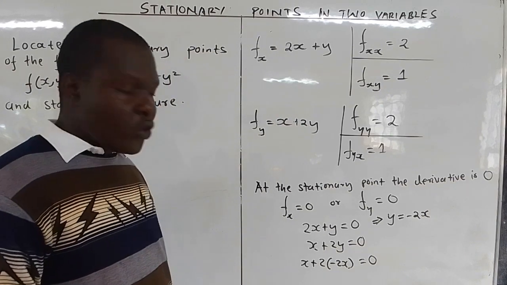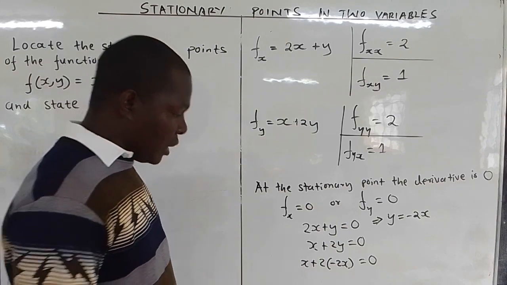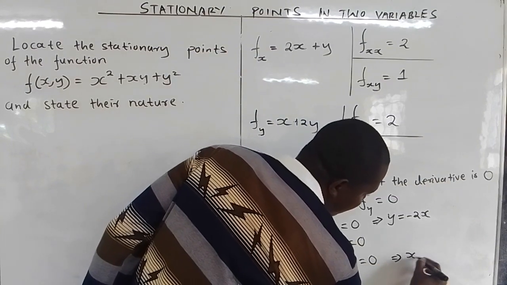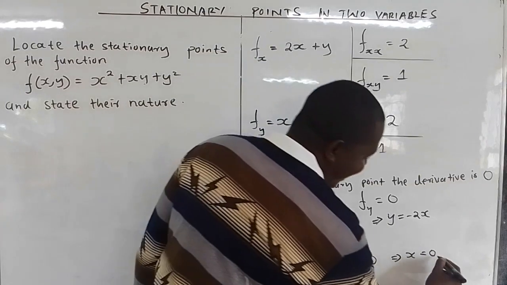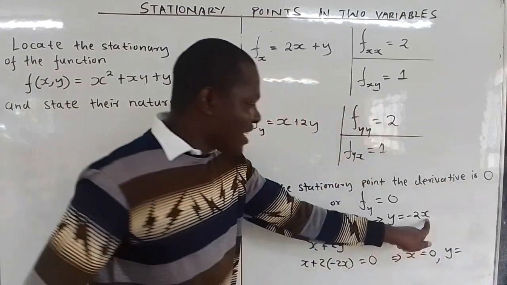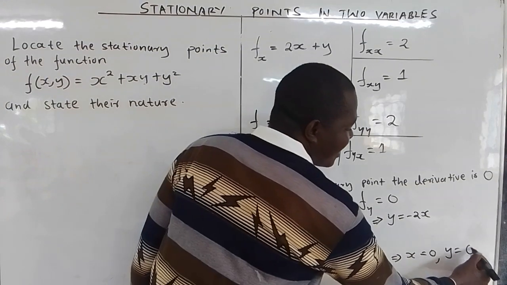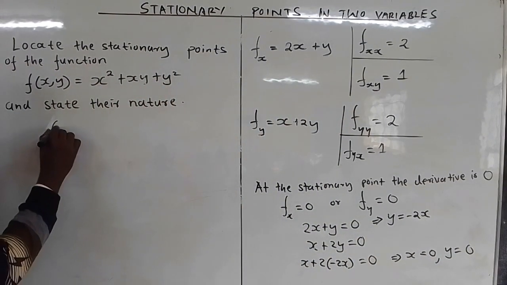So automatically you will see x is 0, isn't it? Yes, x is 0 in that case. So this implies that x is equal to 0. So when x is equal to 0, what is y? Because y was negative 2x, meaning y is also 0.